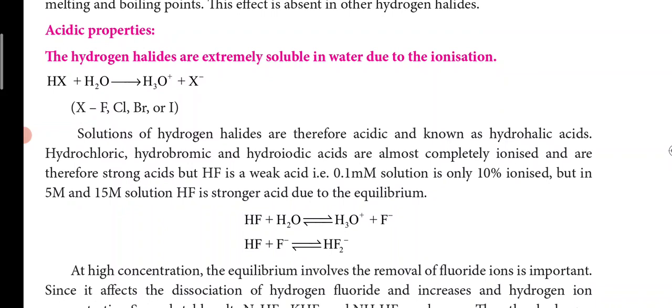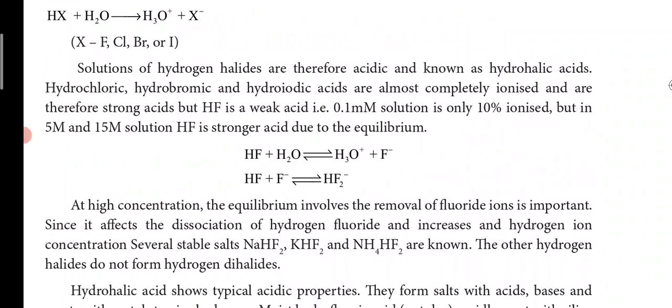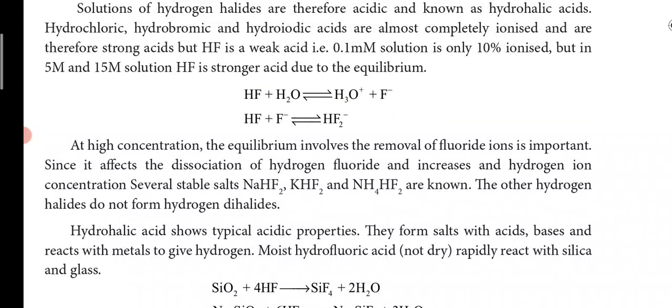Next is acidic property. Acidic property means it should donate an H plus ion. Hydrogen halides are extremely soluble in water. They are highly ionizable. So HX readily donates an H plus ion to a water molecule to form the hydronium ion. Solutions of hydrogen halides are therefore acidic and are known as hydrohalic acids. Hydrochloric, hydrobromic and hydroiodic acids are almost completely ionized and are therefore strong acids, but HF is a weak acid, that is, a 0.1 molar solution is only 10% ionized.